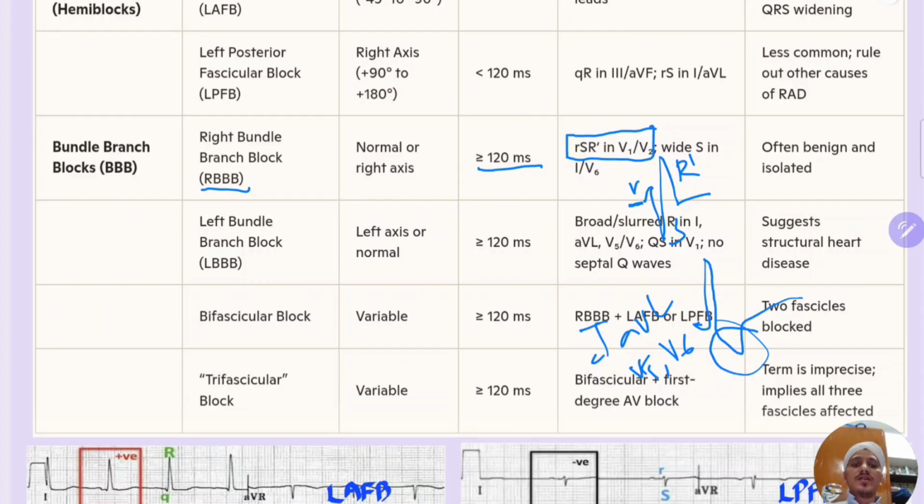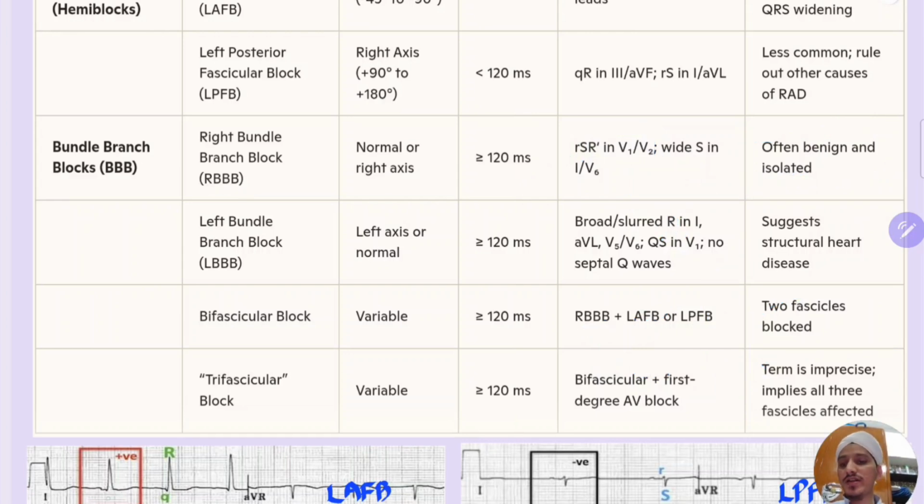Okay, that is RBBB. And remember, what is the clinical significance of that? It is often benign. It is found in many individuals, and it is isolated. Right bundle branch block, many normal patients can have an RBBB pattern. Now the next thing is left bundle branch block.